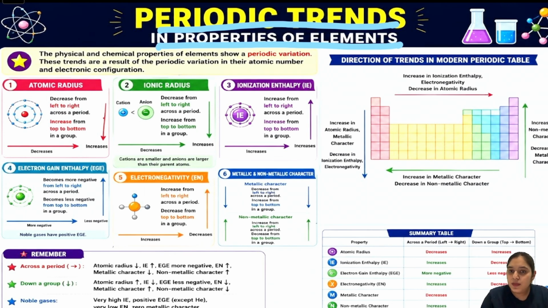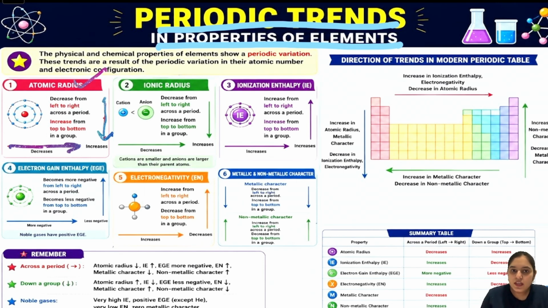First is atomic radius. Atomic radius is the distance from the nucleus to the outermost electron shell. Across a period from left to right, the atomic radius decreases because the nuclear charge increases and pulls electrons closer to the nucleus. Down a group, top to bottom, the atomic radius increases because new electron shells are added. So remember, across a period, atomic radius decreases and down a group, atomic radius increases.